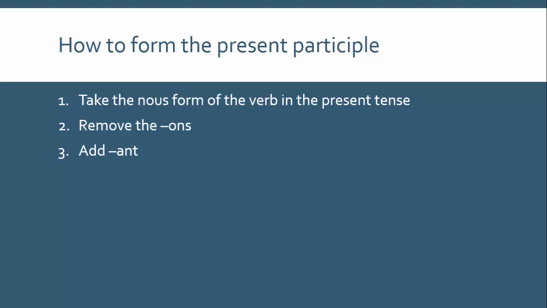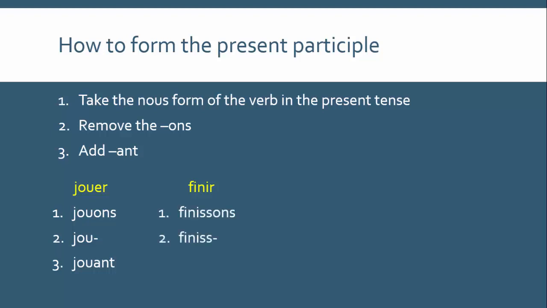So let's take a regular ER verb, jouer, meaning to play, and apply these rules. So the nous form of jouer in the present tense is jouons. Remove the ONS, that gives us the stem jou, add ANT, and we get jouant. We can do the same with a regular IR verb, finir, meaning to finish. Nous, in the present tense, finissons. Remove the ONS, that is finiss, add ANT, finissant.